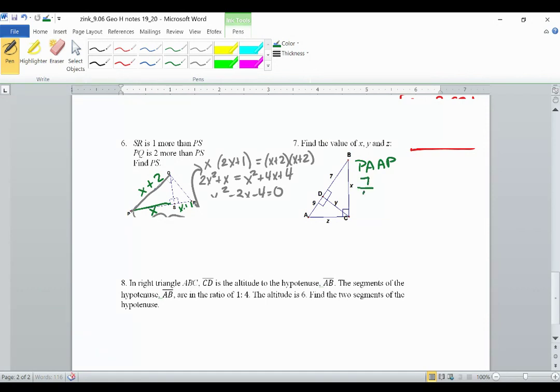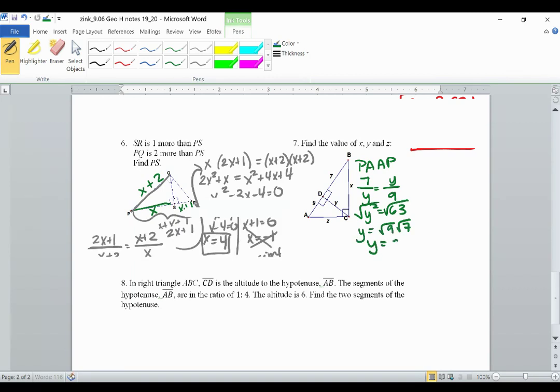So I would do 7 over y equals y over 9. That gives me y squared equals 63. Take the square root. The largest perfect square I can take from 63 is 9. So I would get y equals +3 rad 7 because I don't want the negative square root. And that gives me y, but I still need to find x and z.